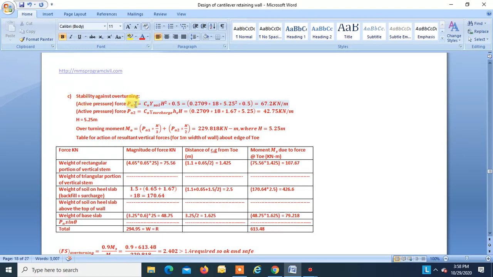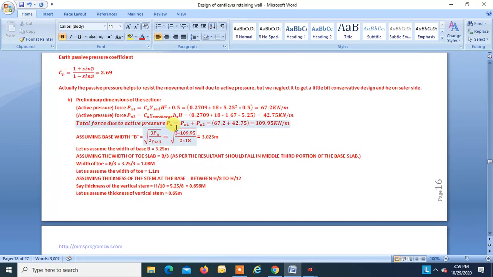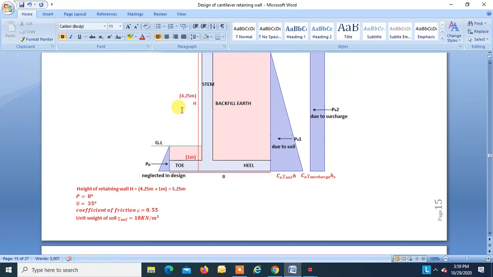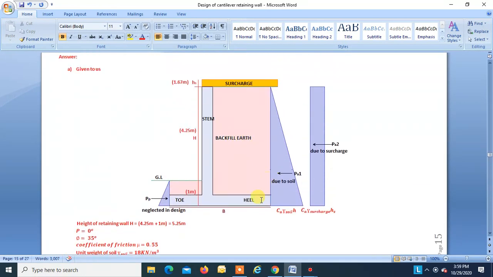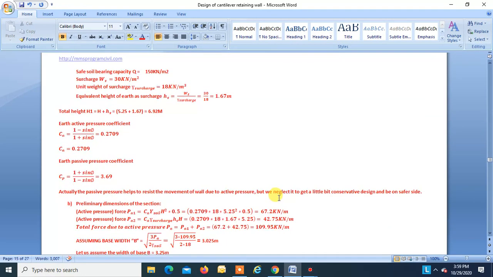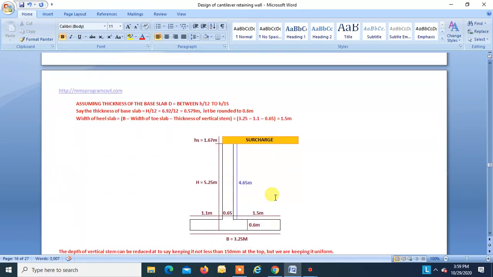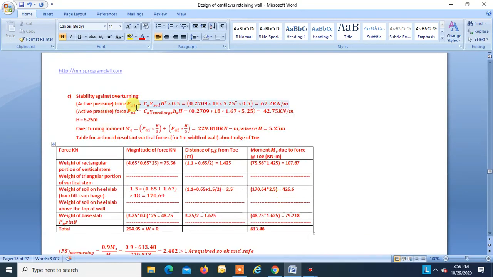Stability against overturning, active pressure. Now first we have to find the overturning moment. PA1 into H by 3 plus PA2 into H by 2 will give us the total overturning moment. We know PA1 is 67.2, PA2 is 42.75. Overturning moment is PA1 into H by 3 plus PA2 into H by 2, that is equal to 229.818 kilonewton meter, where H is equal to 5.25 meters, right?